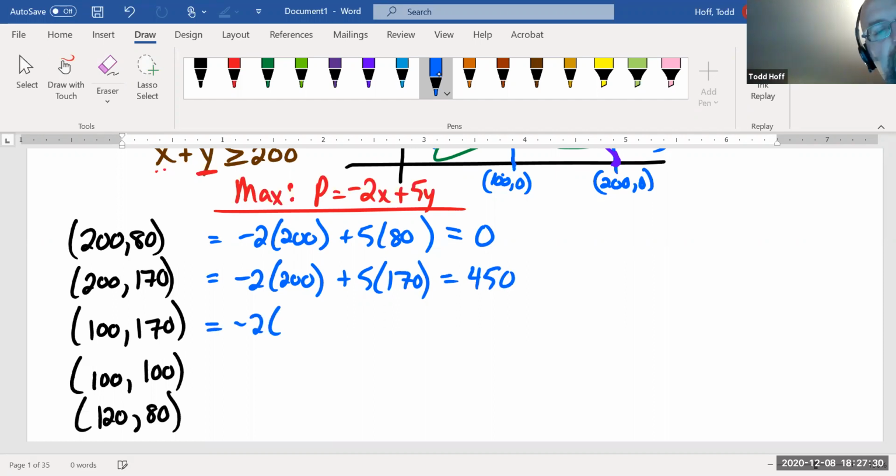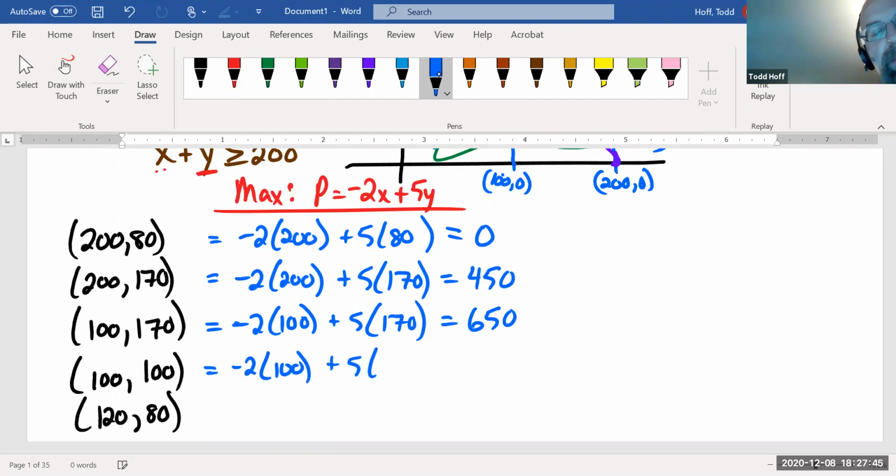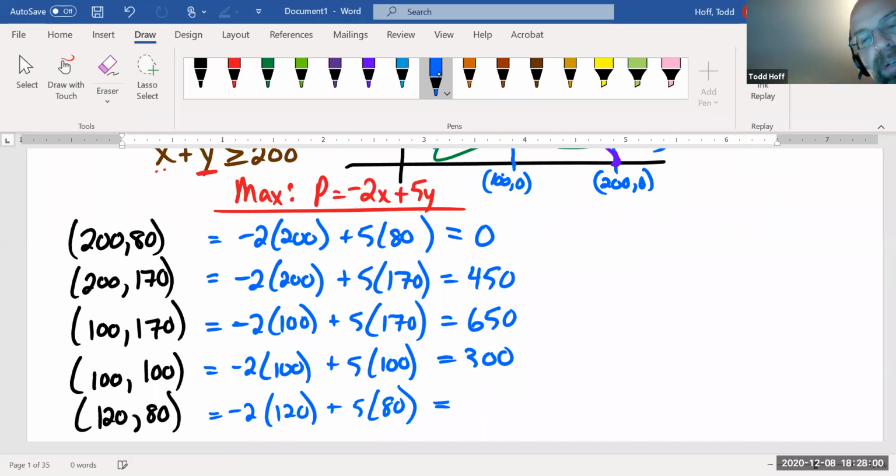This one is negative 2 times 100 plus 5 times 170. Well, negative 2 times 100 is negative 200 plus 850, that's 650. This one is negative 2 times 100, which is negative 200, plus 5 times 100, which is 500, adds up to 300. And here we would have negative 2 times 120 plus 5 times 80. Negative 2 times 120 is negative 240. 5 times 80 is 400. That comes up to $160.